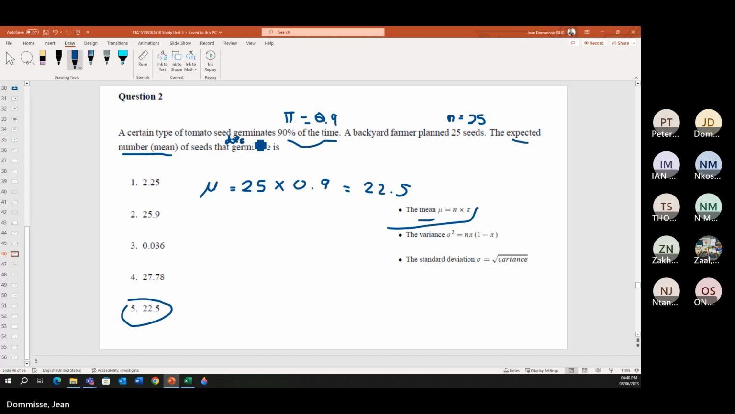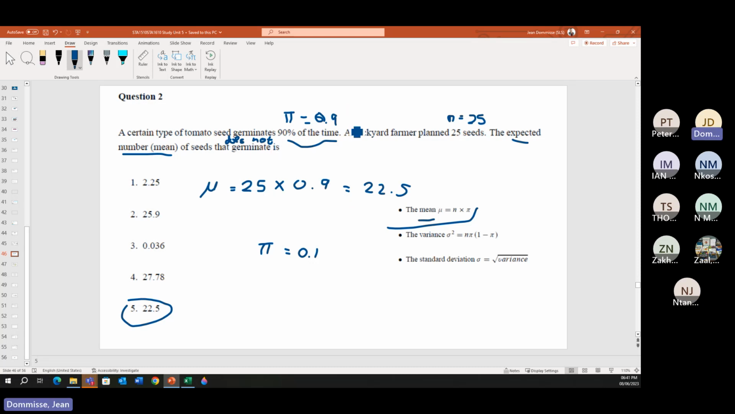Okay, if I ask us what is the expected mean of seeds that does not germinate, how would you have calculated that? So what would your pi have been for the does not? Okay, so perfect. Great, yeah, 0.1.